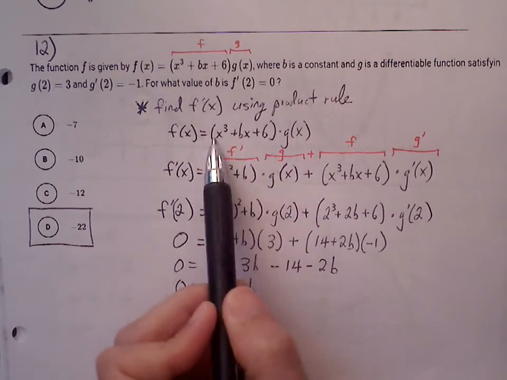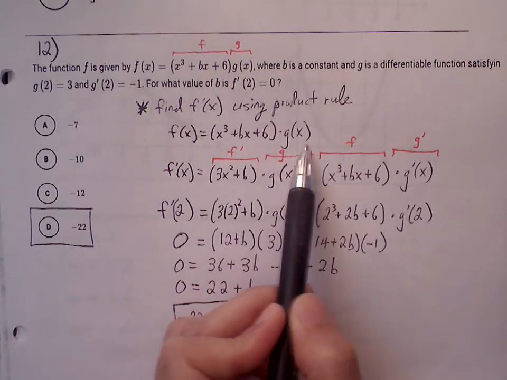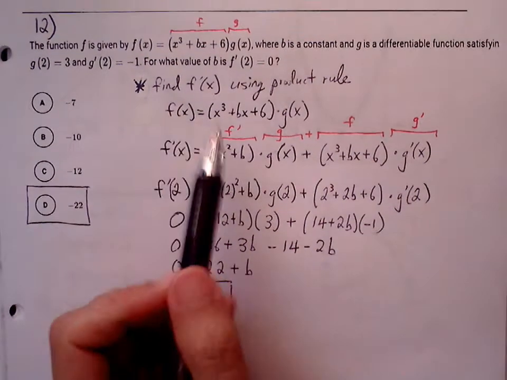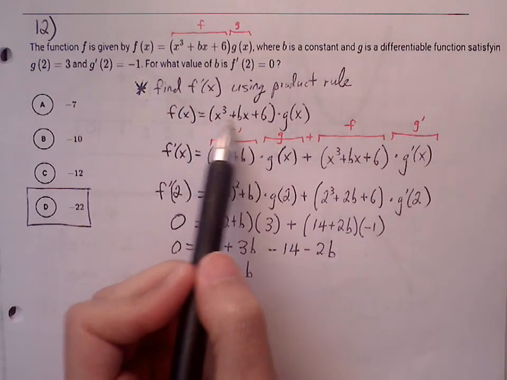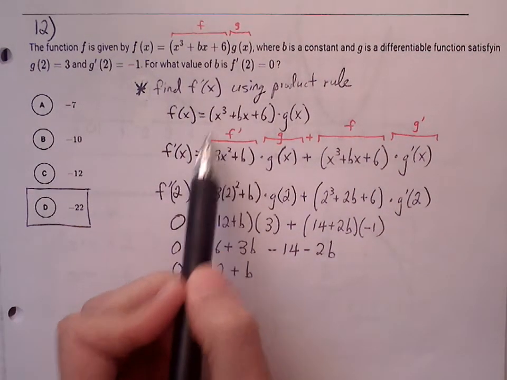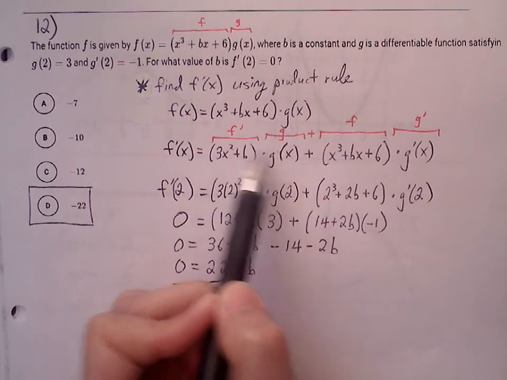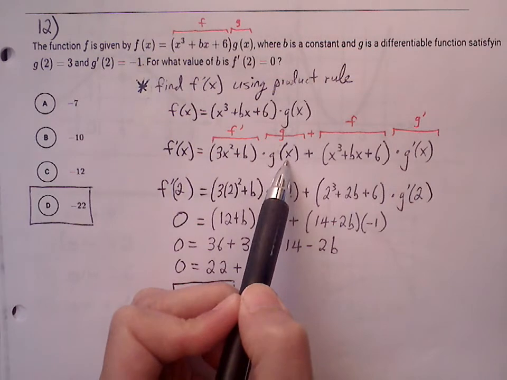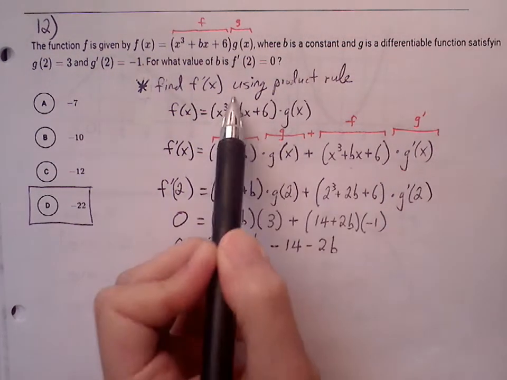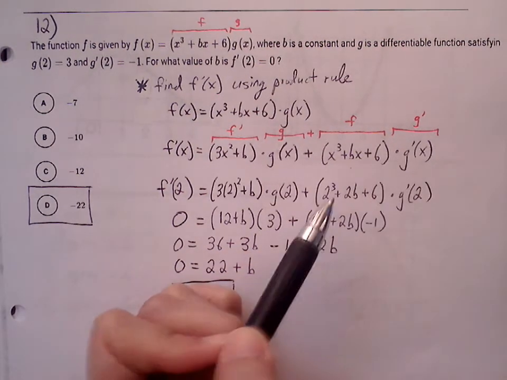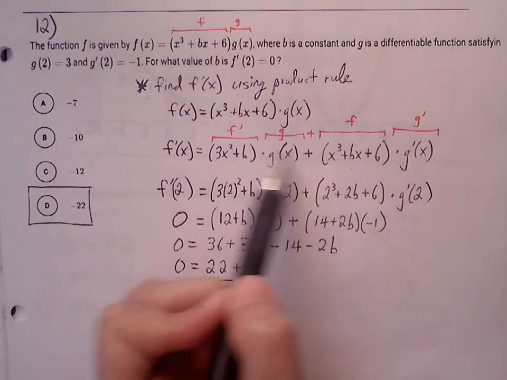All right, so this whole first expression is my f function, the second is my g function. We'll go through the product rule, f prime g plus f g prime. So for the first term, the derivative of x cubed becomes 3x squared, bx becomes b, 6 goes to 0. The g function stays, the f function has no changes, and then g of x's derivative becomes g prime.